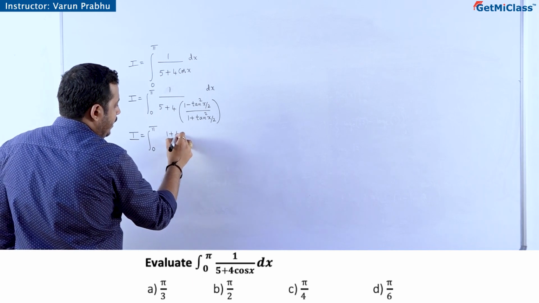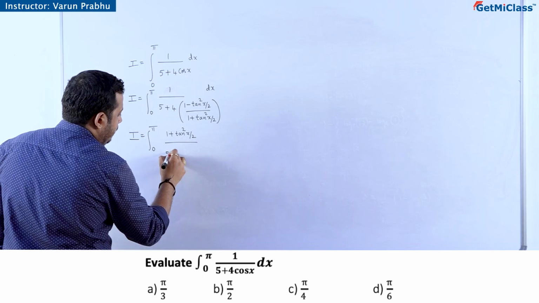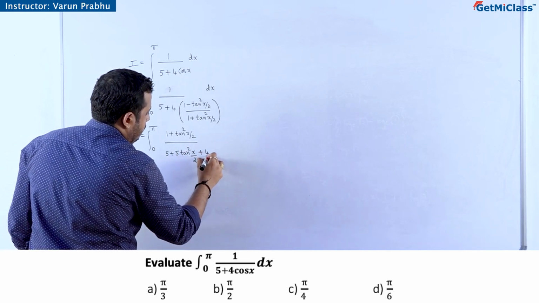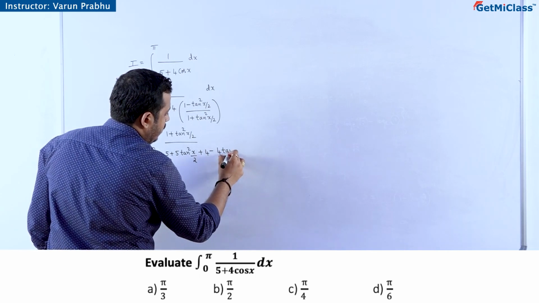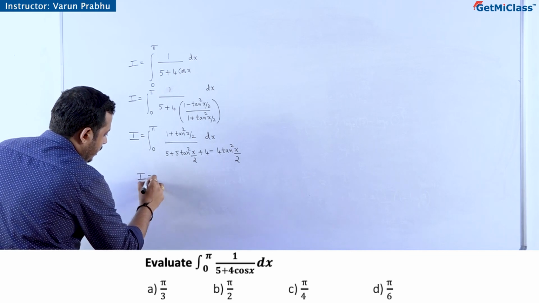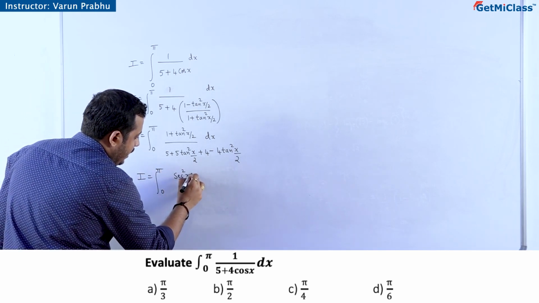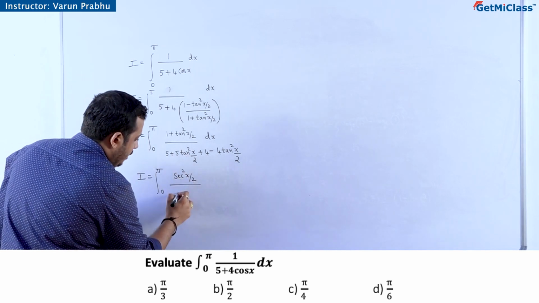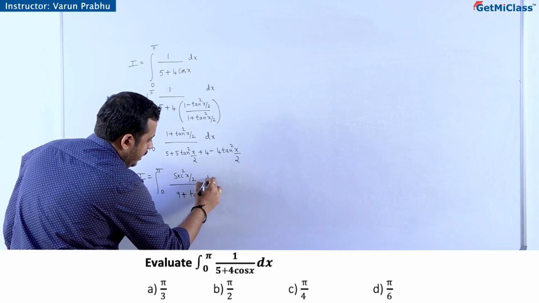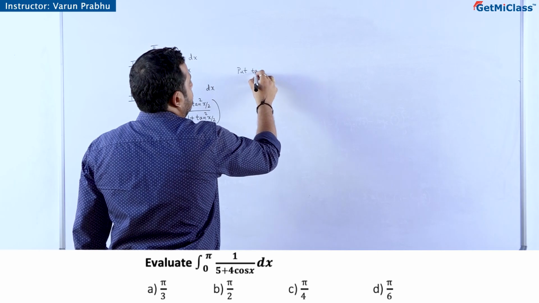After taking the LCM, 1 plus tan squared x/2 will come to the numerator. So 5 plus 5 tan squared x/2 plus 4 minus 4 tan squared x/2, dx. So I is equal to the integral from 0 to pi of (1 plus tan squared x/2, which is secant squared x/2) divided by (9 plus tan squared x/2), dx. Put tan x/2 equal to t.